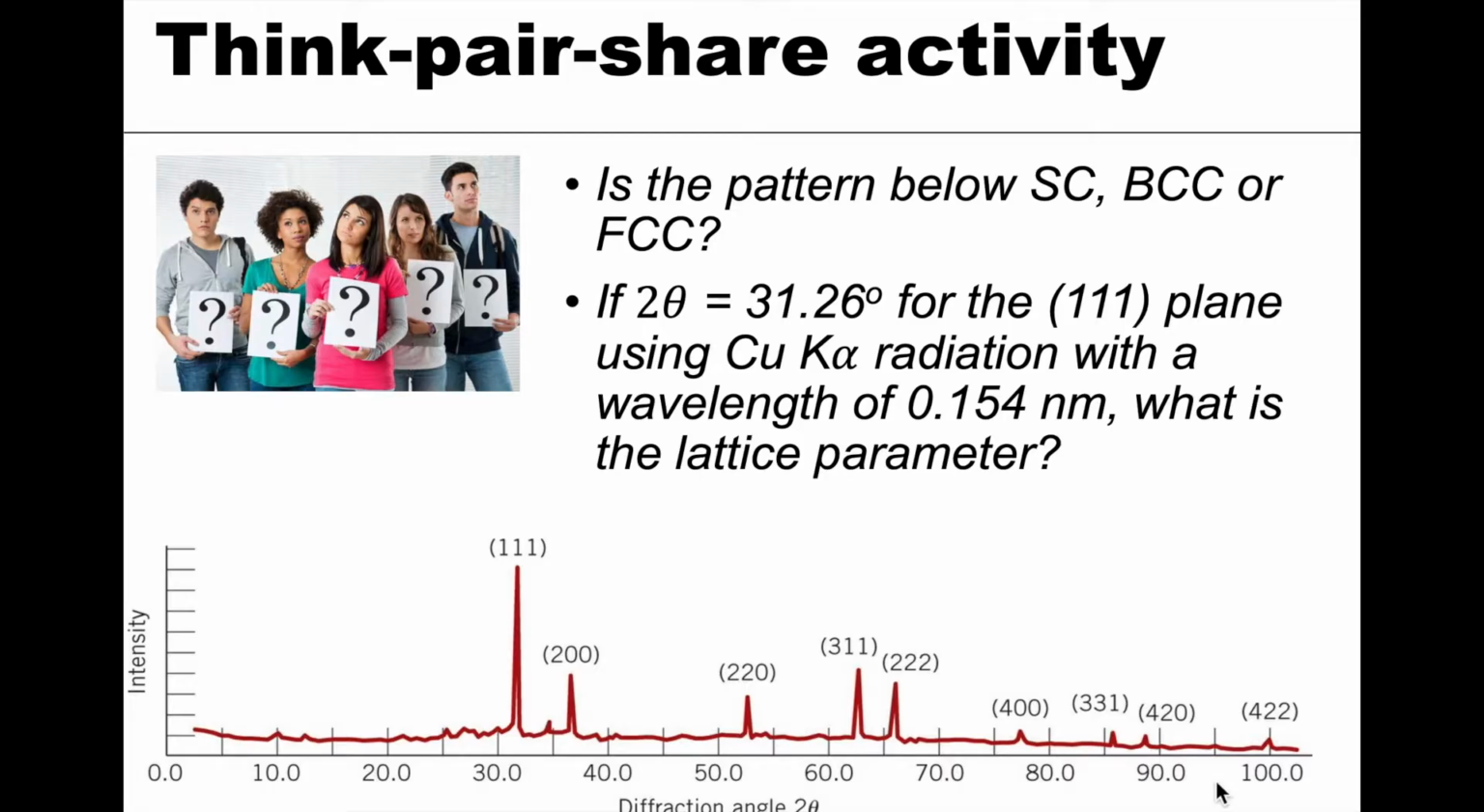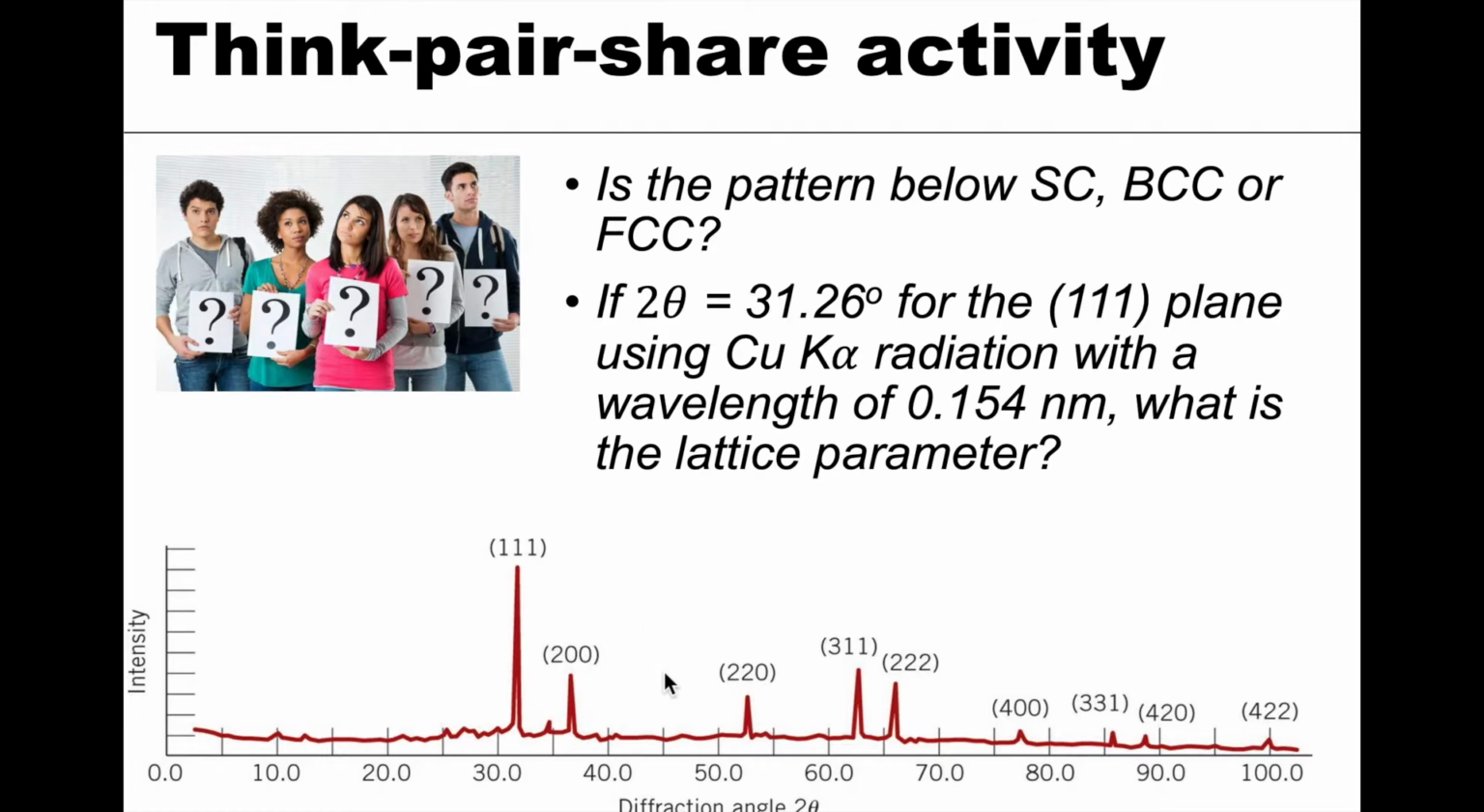All right, let's take a look at this problem. The first question is asking what type of cubic system it is. We just finished talking about those extinction rules in the previous module. If we are given the HKL values for the first, second, third, fourth, and so on peaks, we can determine this by those extinction or reflection rules. We've got a 111, then a 200 and a 220. Those are our first three.